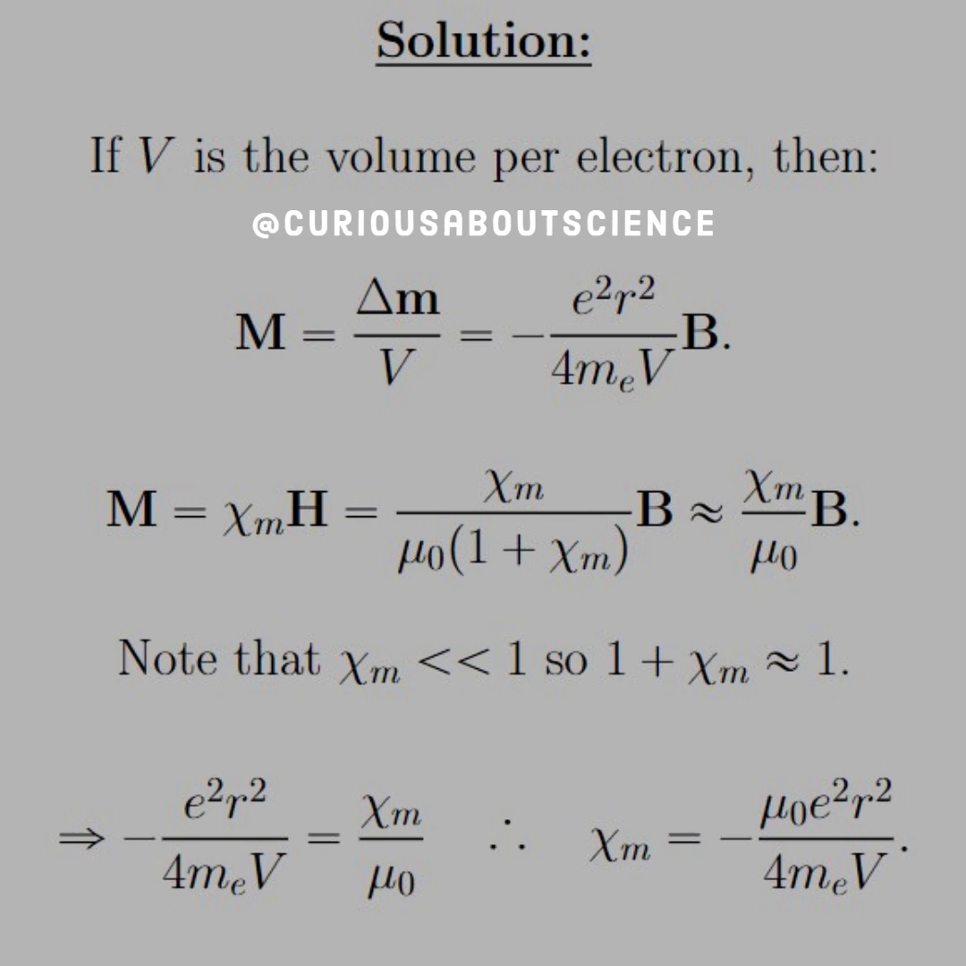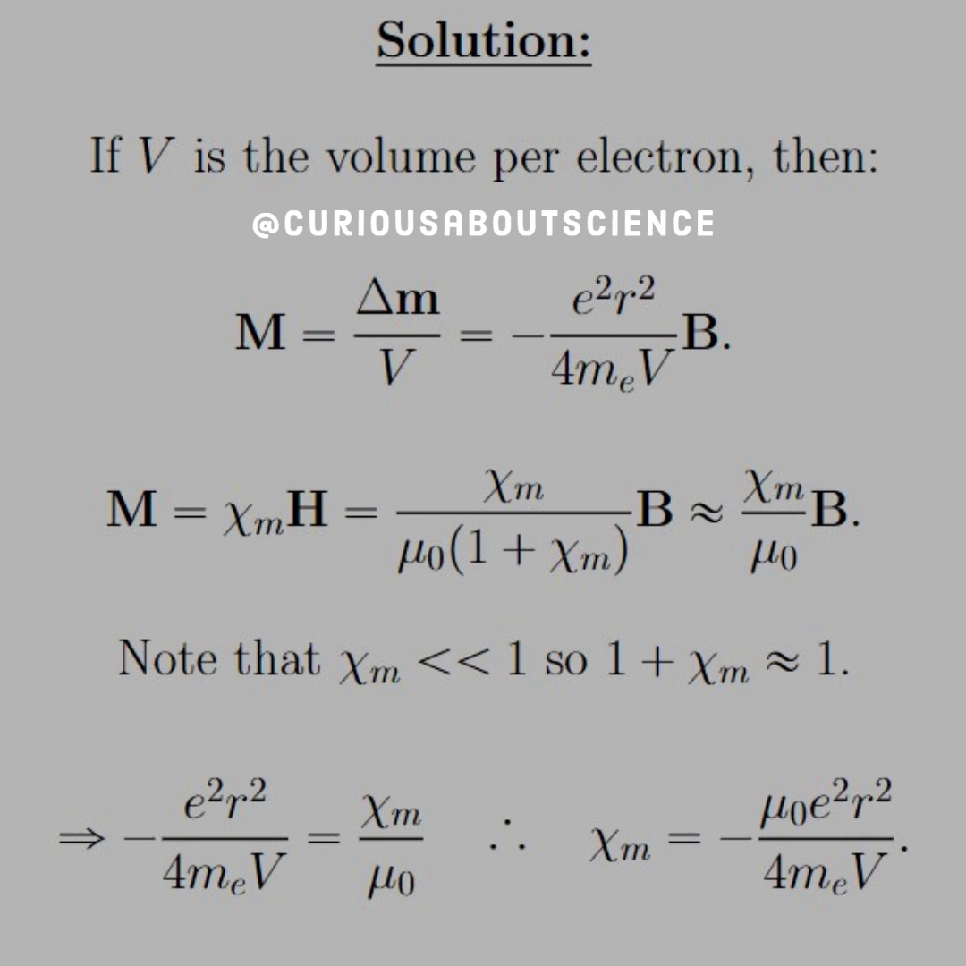So if V is the volume per electron, then the magnetization is equal to the little magnetic dipole per volume. This is a straightforward definition. But this is equal to e squared r squared over 4 m_e V, times B, the magnetic field. But M we also know is equal to chi_M H, which is equal to chi_M over mu naught times 1 plus chi_M, times B. And if we distribute through, since chi_M is relatively small, 1 plus that leads to 1. This is approximately equal to chi_M over mu naught B.